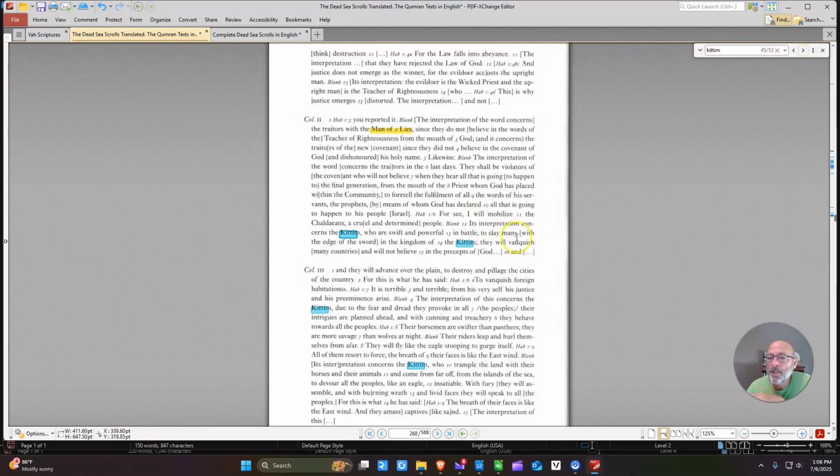Another interpretation concerns the Kittim, who are swift and powerful in battle to slay. Okay. In the kingdom of the Kittim, the interpretation of this concerns the Kittim. Due to the fear and dread they provoke, concerns the Kittim, who trample the land with their horses and their animals.